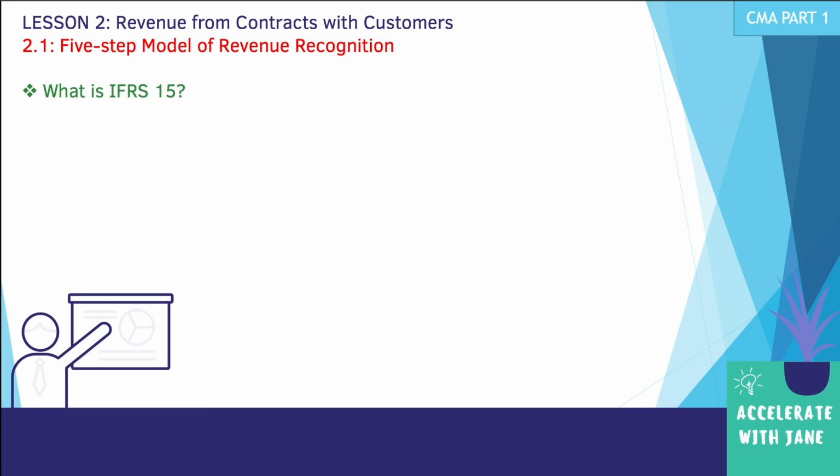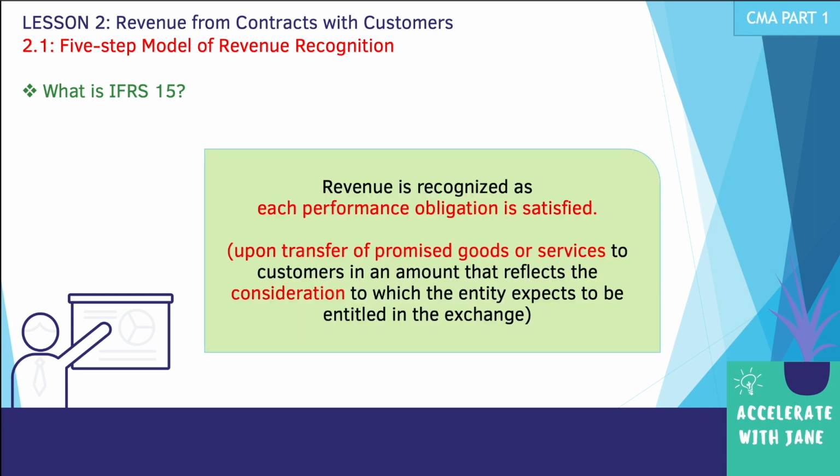So first, what is IFRS 15? Actually, this is a new standard established by the IASB, or the International Accounting Standards Board, for revenue recognition. This new standard is effective for annual reporting periods beginning on or after 1st of January 2018 with earlier application permitted. So what is the main concept of the IFRS 15? So basically, under IFRS 15, revenue is recognized as each performance obligation is satisfied.